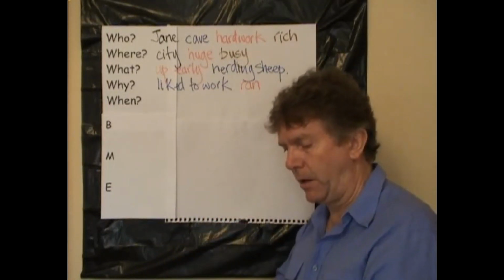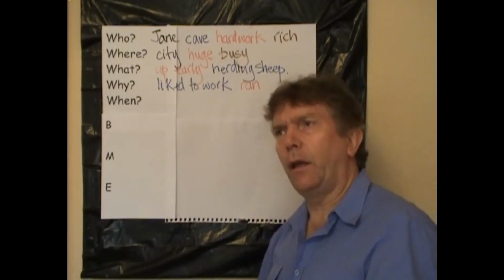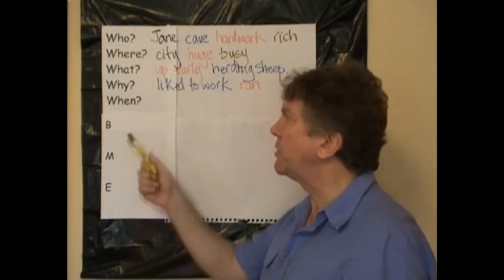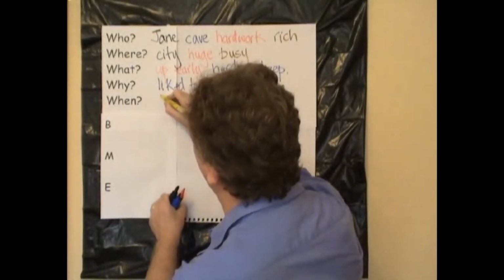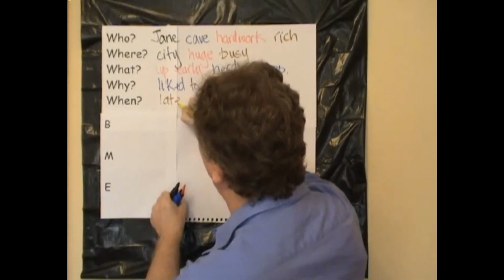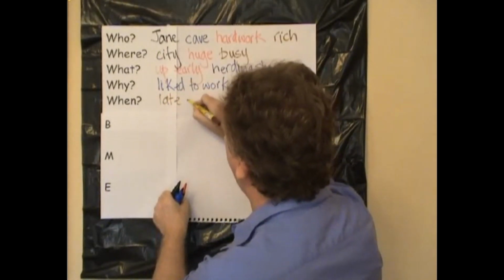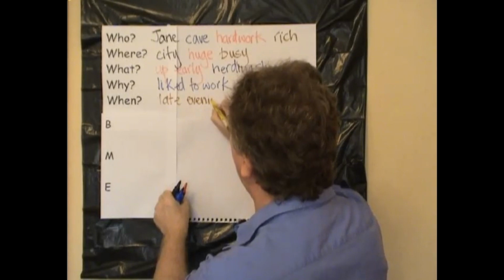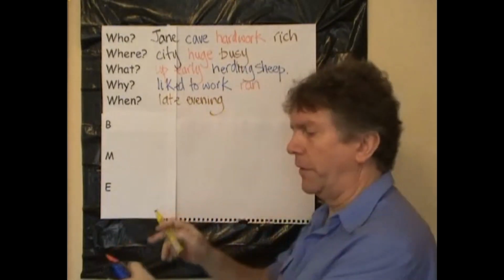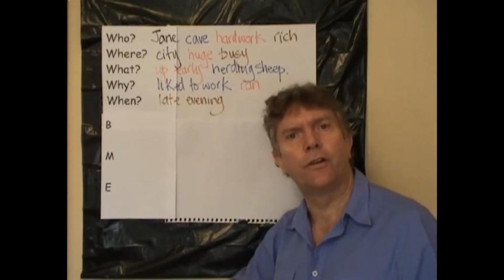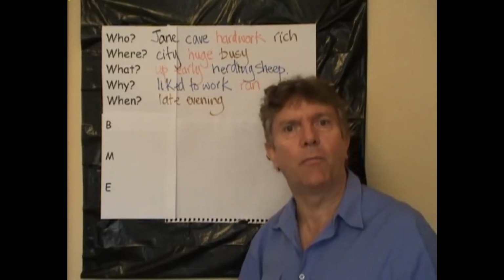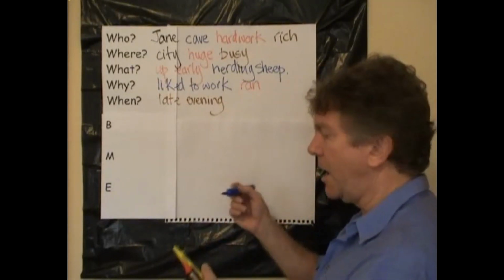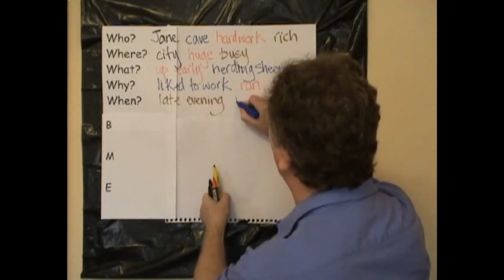And when did it happen? Well, in Jack and the Beanstalk it usually starts early in the morning, so we'll say it was late in the evening that she went out. She liked to work, late evening, and you know, I've got to say I've read several versions of Jack and the Beanstalk, and there's not one of them that mentions unpleasant weather, so let's say that it was raining.